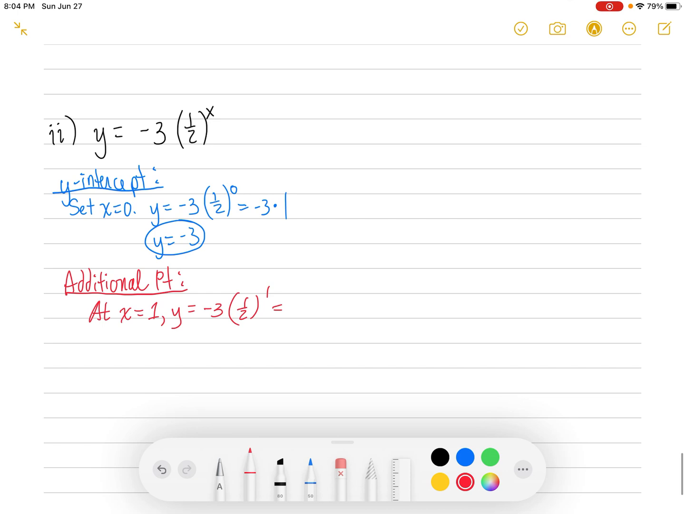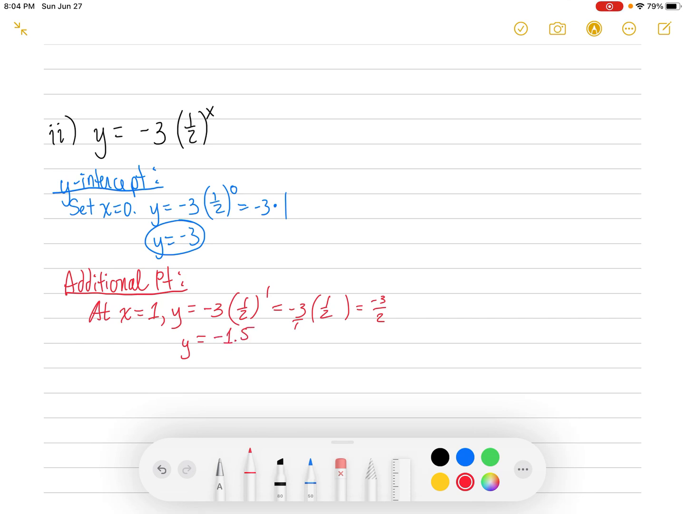So I'm going to plug in 1 for x and figure out what y is. That x equals 1. Y is going to be, let's see, -3 times 1/2 to the 1 power. So remember, order of operations says exponentiation comes before multiplication, so I'm going to leave -3 multiplied alone. I'm going to do 1/2 to the 1 power. What's 1/2 to the 1? It's 1/2. So I have -3 times 1/2.